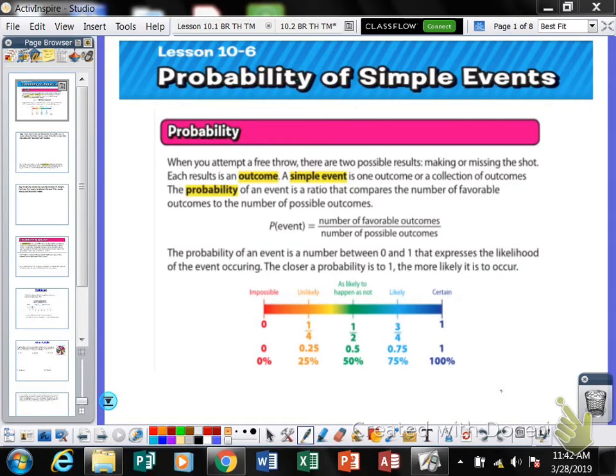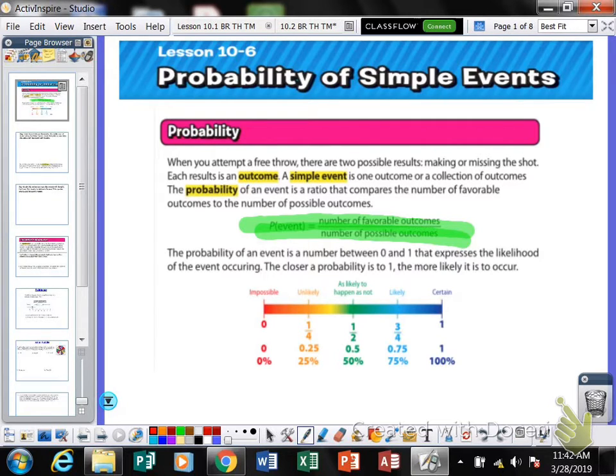The probability of an event is a ratio that compares the number of favorable outcomes to the number of possible outcomes. The way we write that ratio would be probability of the event equals the number of favorable outcomes over the number of possible outcomes. We'll see when we do a couple examples what that looks like for different events.